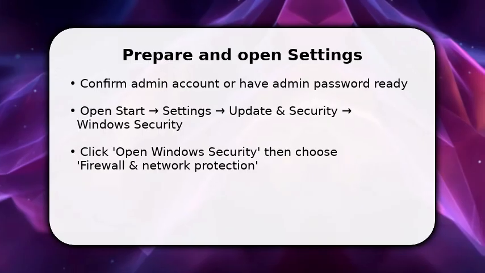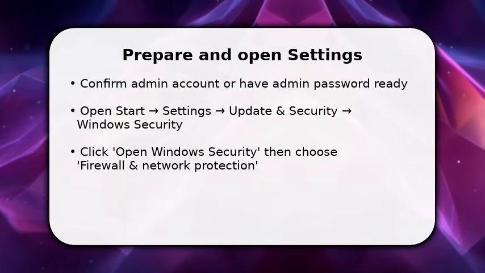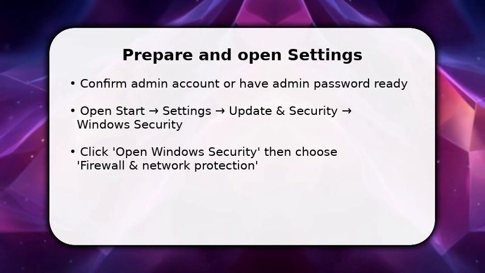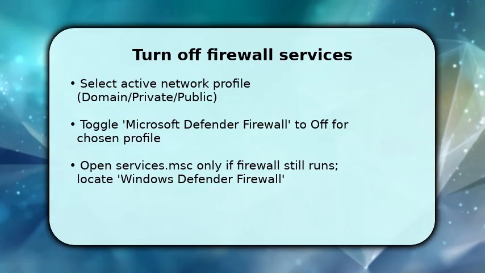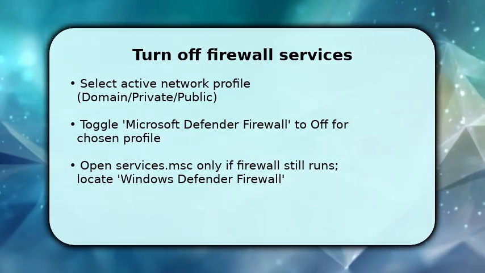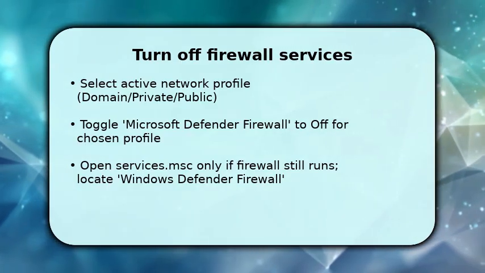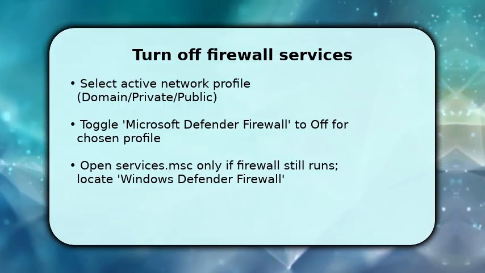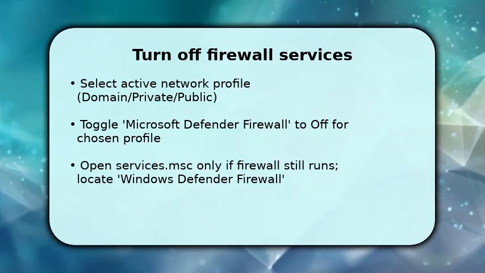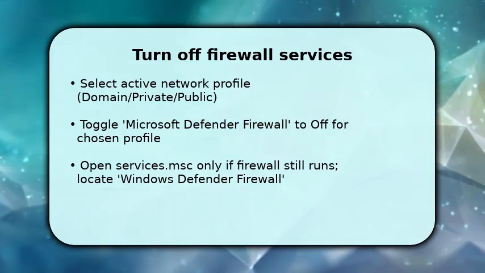You're doing this to stop real-time filtering by the built-in firewall. Proceed deliberately so you can reverse the change if needed later. Once you're in Firewall and Network Protection, select the network profile that's currently active, private, public, or domain, because each has its own switch. Toggle Microsoft Defender Firewall to off for that profile. Windows will warn you about increased risk.